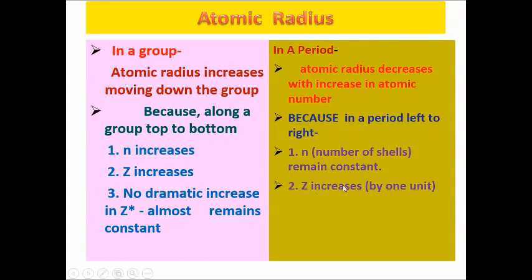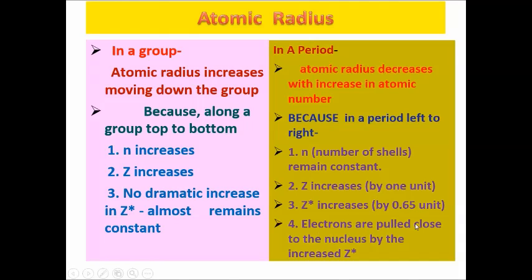Then Z increases by 1 unit. That is, nuclear charge will be increased by 1 in the case of a period. Then, what about the effective nuclear charge? Effective nuclear charge will be increased by 0.65 unit. Each and every group it is like that along the period. The electrons are pulled close to the nucleus by the increased effective nuclear charge. So this is the reason why the atomic radius decreases in a period.